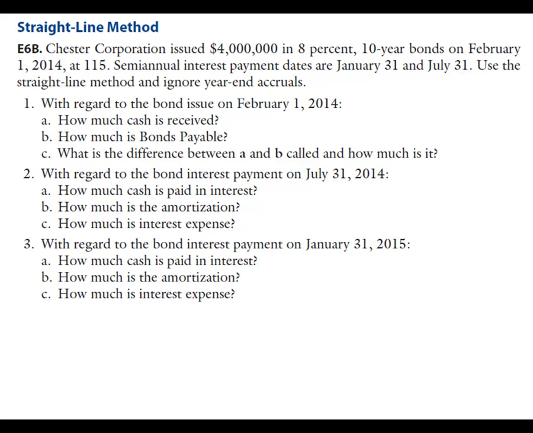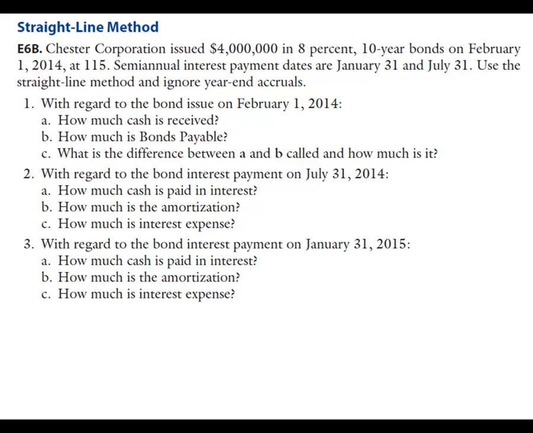A couple of things I want to point out in here is that our issue price is the $4 million and our face rate is the 8%. The face rate is the amount that will be used to calculate the cash interest that's paid out to the bondholders. The fact that it's a 10-year bond is important because at the end of 10 years, the maturity date, is when the bonds will be paid back. So when investors buy bonds, they're going to get interest and they're going to get their face value back in the end. The fact that it was issued at 115 means it was issued at a premium.